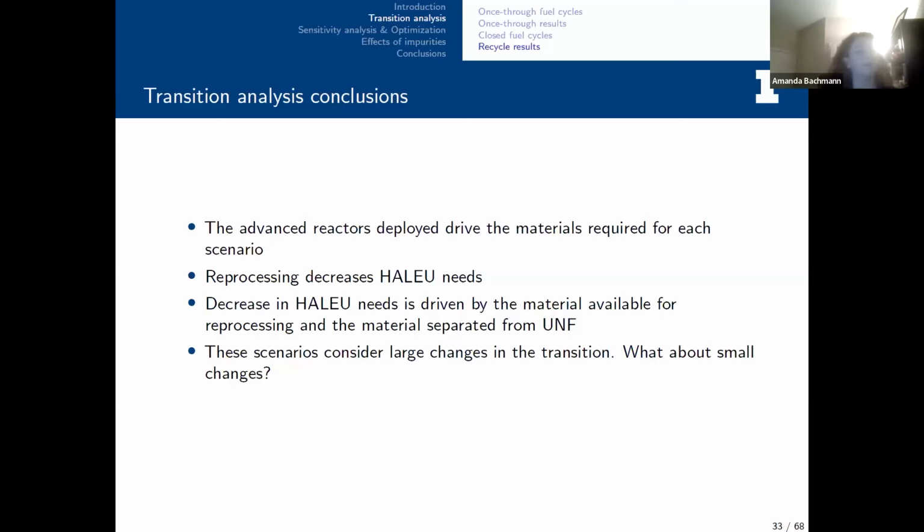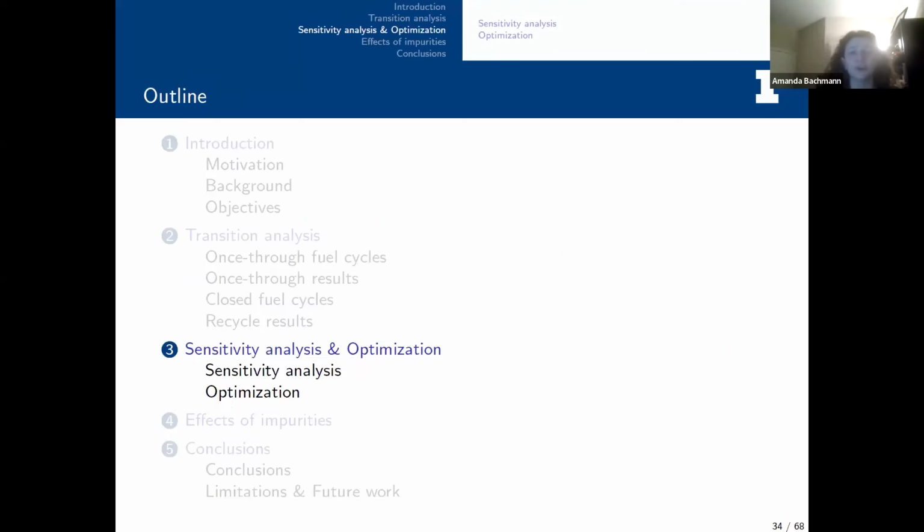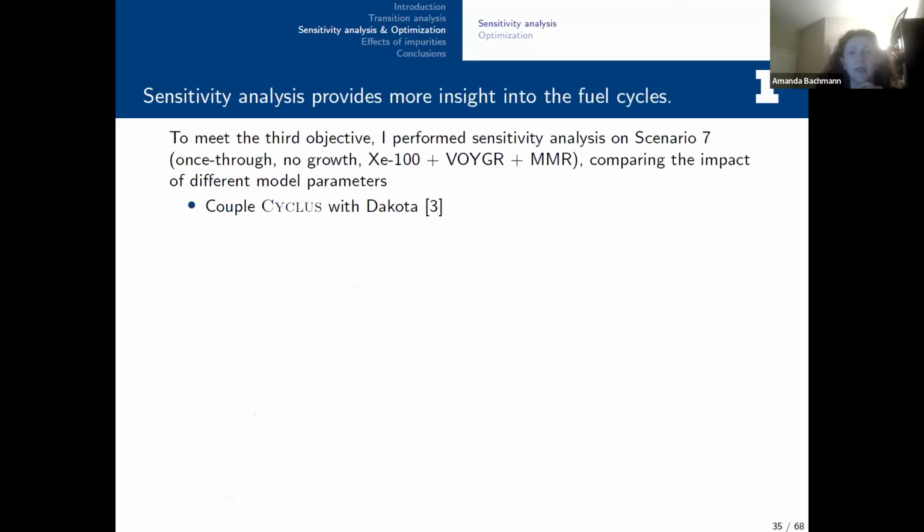So something that I noticed with all of this is these scenarios really look at large changes within your transition, so just different reactor types that you're deploying, different fuel cycle schemes in general. But when we talk about fuel cycles, there's a lot of little levers that you can push and pull and dials that you can mess with just a little bit. And so looking at some of those smaller changes really drove the next part of this work, which we'll probably just get to the sensitivity analysis, not so much the optimization here.